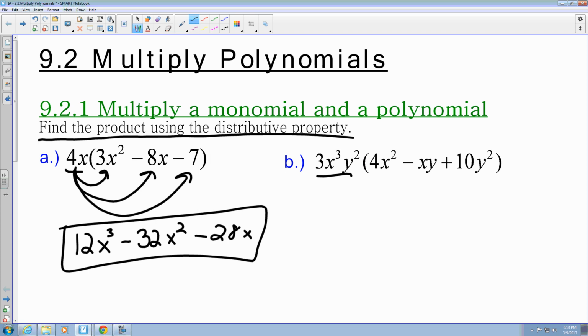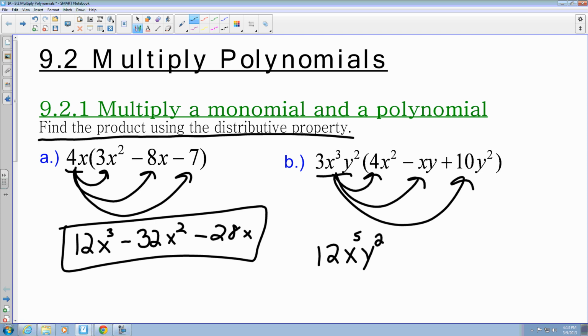Again, we're going to do the exact same thing for this monomial. It just has two variables attached to it. So we're still going to multiply here, here, and here. So first off, let's take 3 times 4, which will give me 12. And then I have x to the third multiplied by x squared. So when I add the exponents together, I'm going to get x to the fifth. And then since there's no y term inside that parenthesis, I'm just going to leave it as y squared.